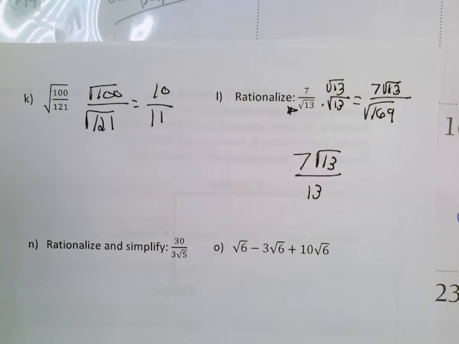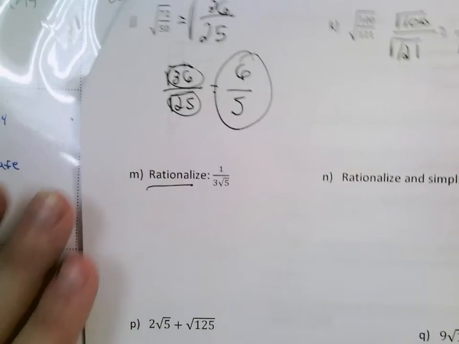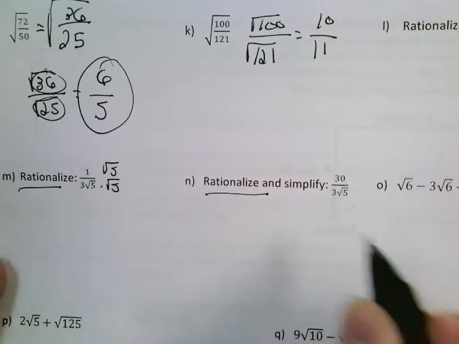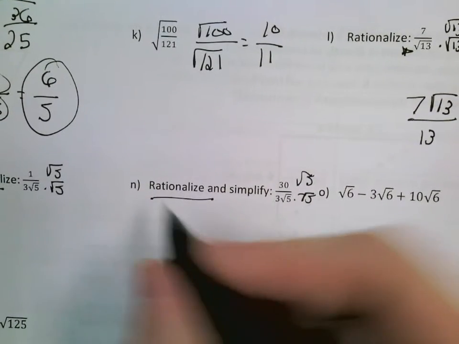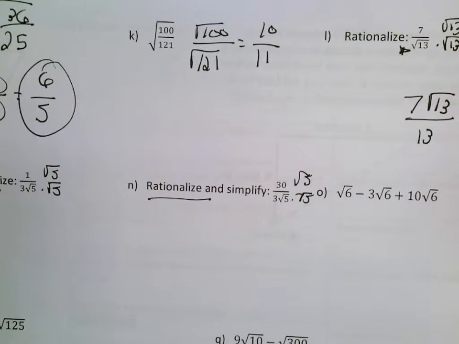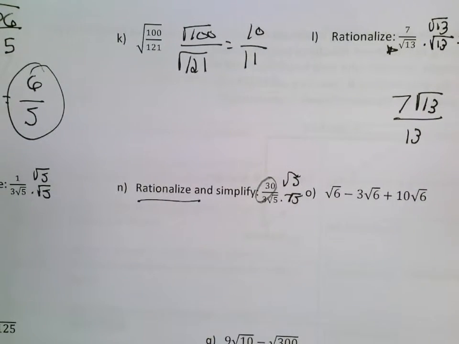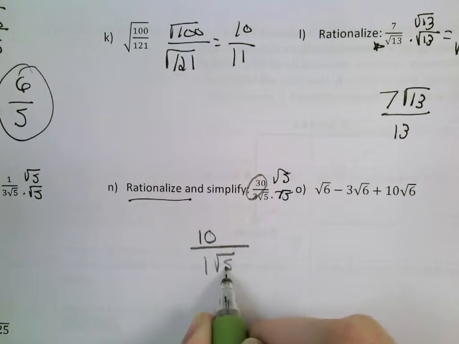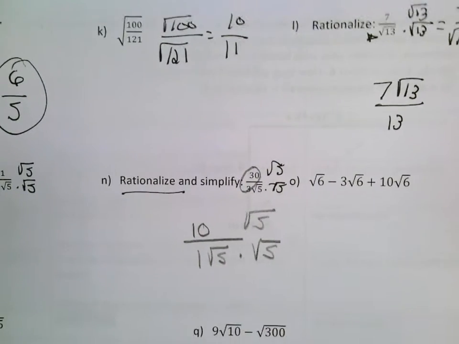Now, I do want to remind you, M says to rationalize. N says to rationalize as well. So again, all of these, you need to multiply top and bottom by that square root. Now, the only difference with N is you are allowed to simplify anything on the outside of the house. So, for example, this 3 and that 30 could be simplified to become 10 over 1. But that square root of 5 is still in the bottom. So keep it there and deal with it after or before you simplify.